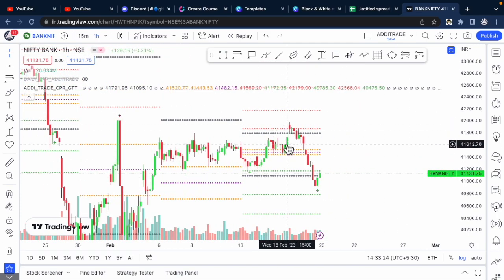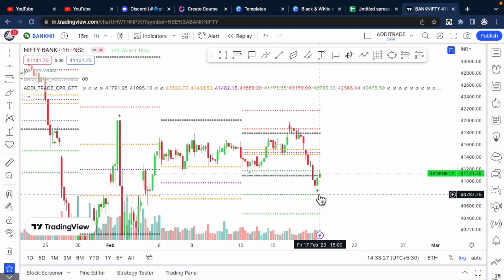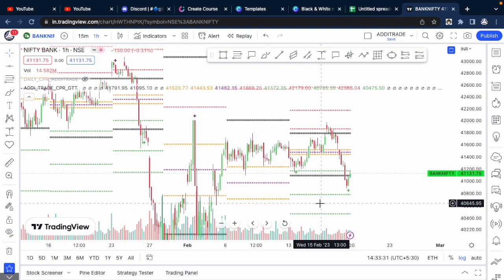But we will track on a weekly basis how the weekly CPR could have helped us or did help us for a better understanding of the CPR values.